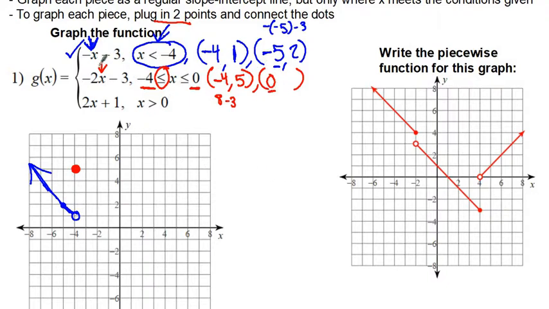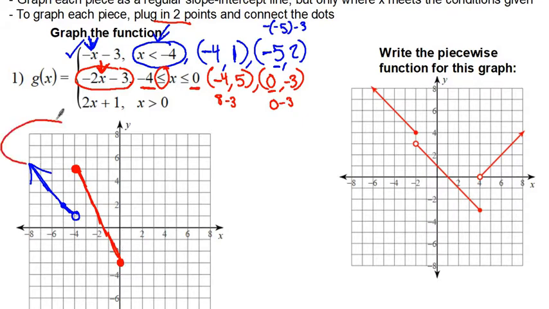Okay, now we'll plug in 0 right here. Negative 2 times 0 is 0, minus 3 would be negative 3. So 0, negative 3 puts us right here, and there is our second piece of the graph. Just that line segment right there. All we're doing is graphing this line, negative 2x minus 3. It has a y-intercept of negative 3.